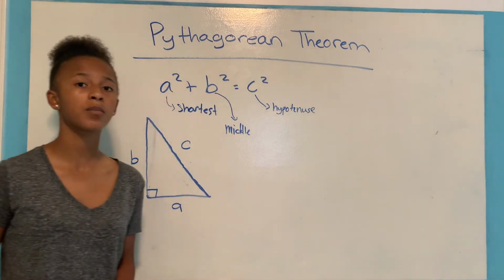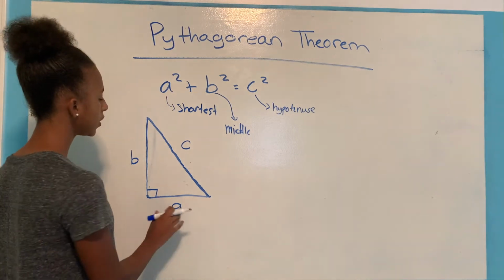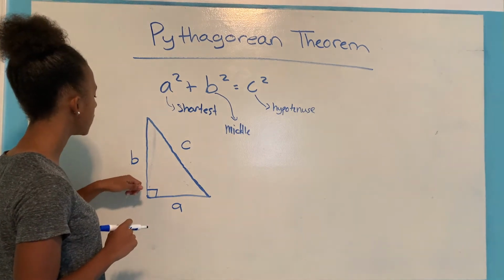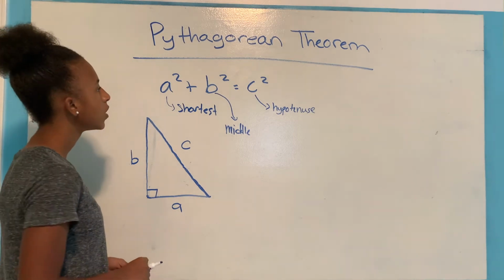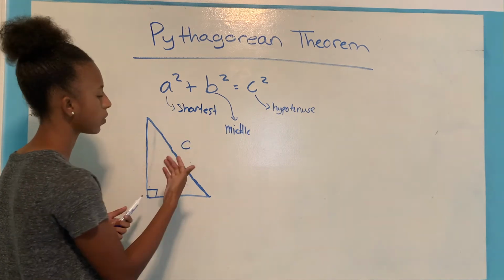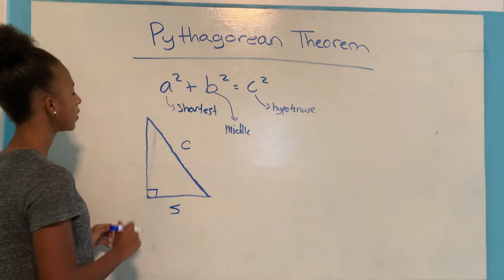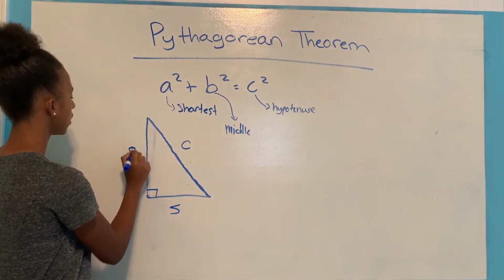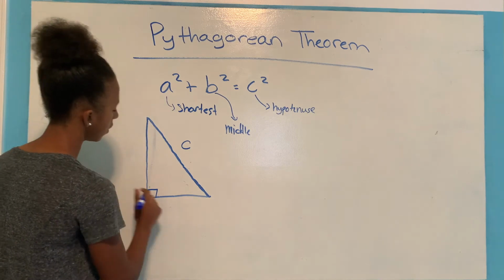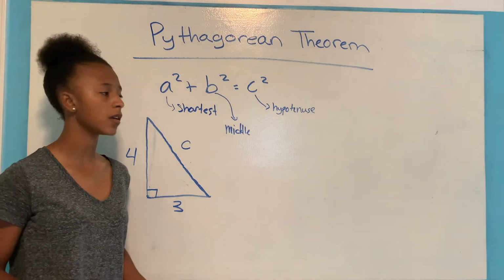So let's break this down with the practice problem because it's easiest to see it in that form. My shortest side length is over here, it's A. The middle length is B, and the hypotenuse is C. Let's solve for C. Say A is 3, B is 4, and you're trying to figure out what C is.